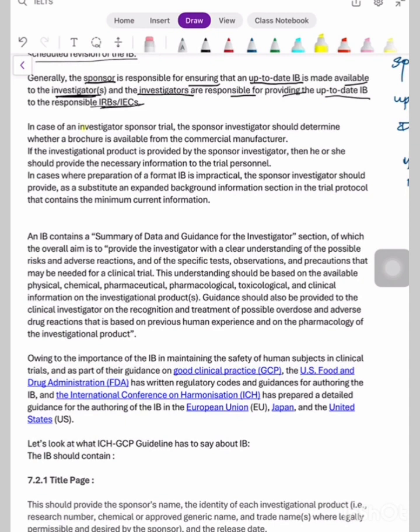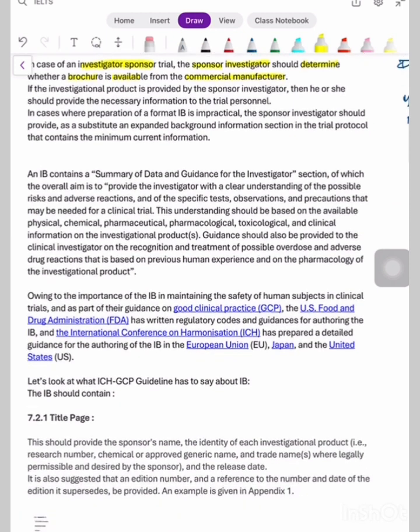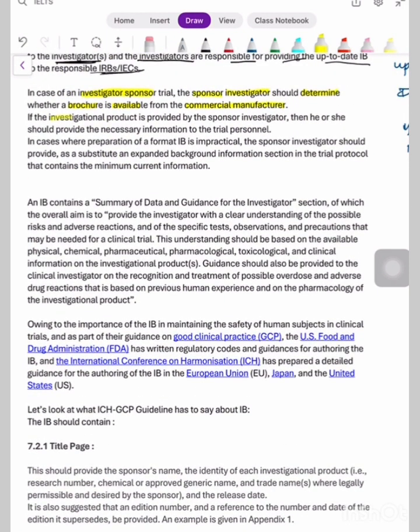In case of an investigator-sponsored trial, the sponsor-investigator should determine whether a brochure is available from the commercial manufacturer. These are all clauses written in ICH, and it will be very good if you read all through it. If the investigational product is provided by the sponsor-investigator, then he or she should provide the necessary information to the trial personnel. In case preparation of a formal IB is impractical, the sponsor-investigator should provide, as a substitute, an expanded background information section in the trial protocol that contains the minimum current information. This is the case for an investigator-sponsored trial.